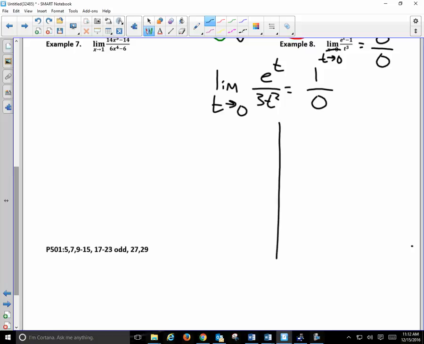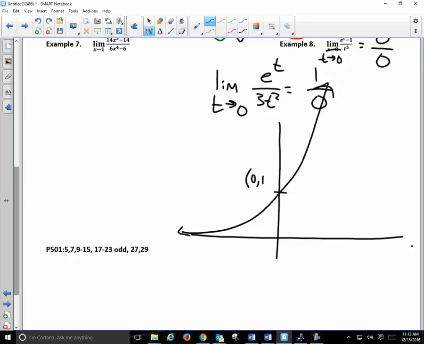What does e to the t look like? Remember what your exponential function looks like? That's logarithm. E to the t looks like this. And it passes through 0, 1. What does 3t squared look like? Quadratic, right?